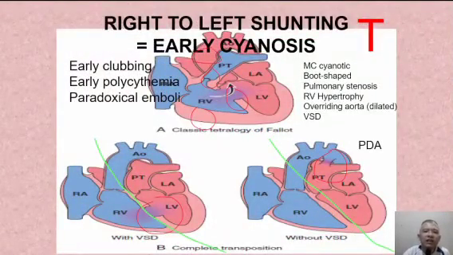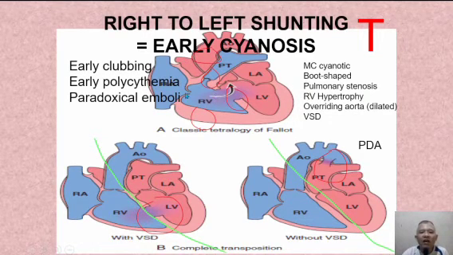Next is right to left shunting, with early cyanosis. Why is it early cyanosis? Because unoxygenated blood is allowed to travel into the systemic circulation. First is tetralogy of Fallot, composed of PROV: pulmonic stenosis, right ventricular hypertrophy, overriding aorta, and ventricular septal defect. It's the most common cyanotic heart disease, and it's boot-shaped.